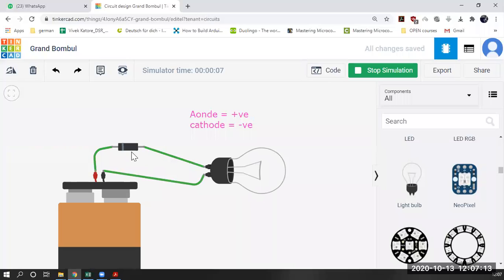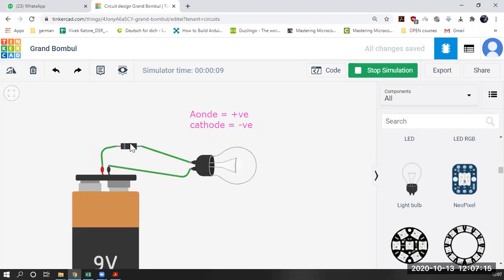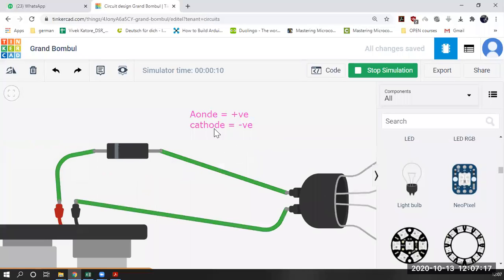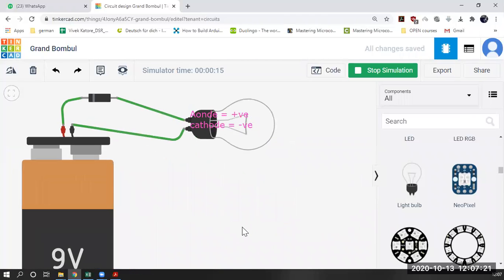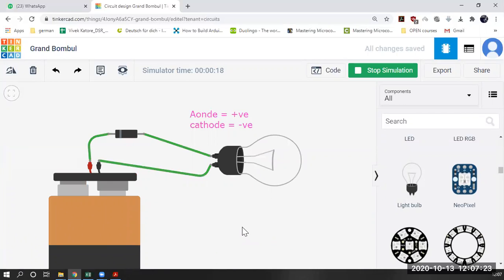So this is what we talked about with the diode, and it is a semiconductor because it will conduct sometimes and it won't conduct sometimes, right?